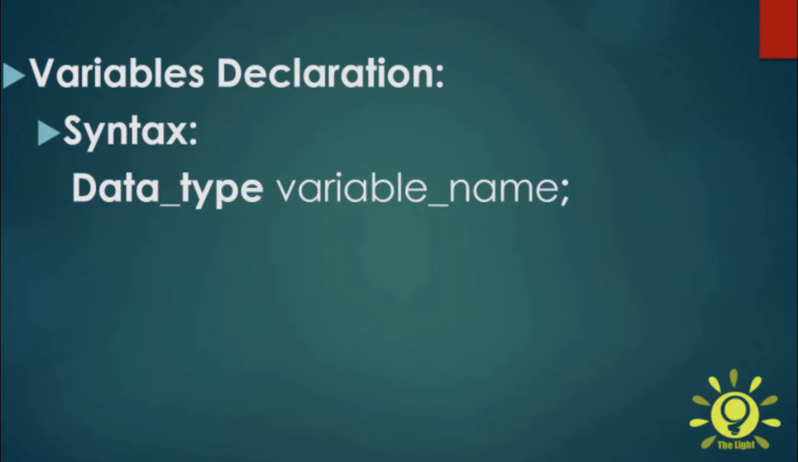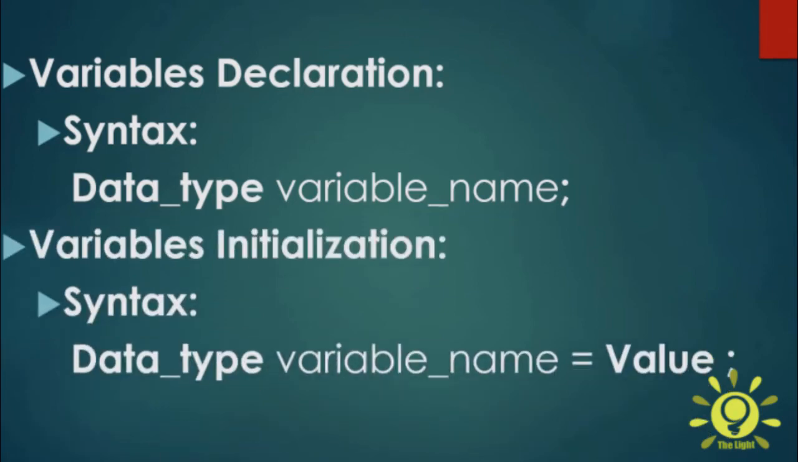So how can we initialize a value to the variable? It's really so simple. Just use the data type, the variable name, and assign it a value. It's mostly used to assign a constant value to the variable. And here take an example.